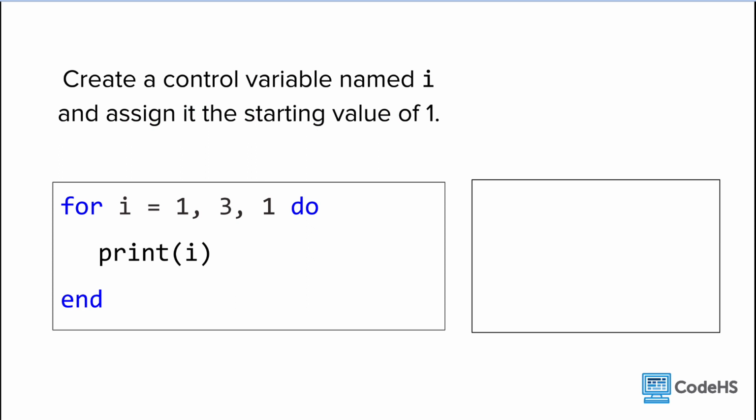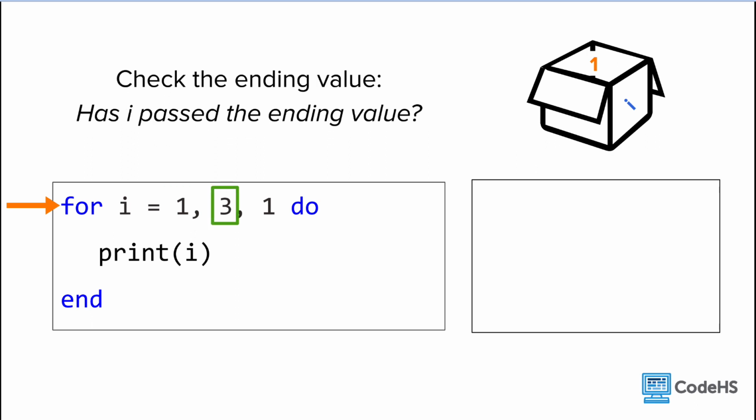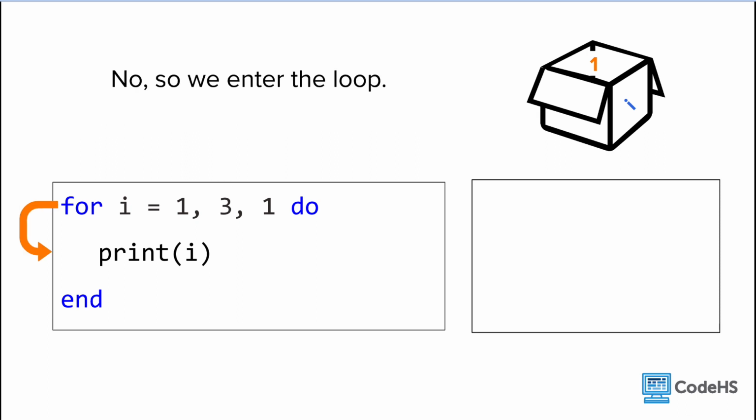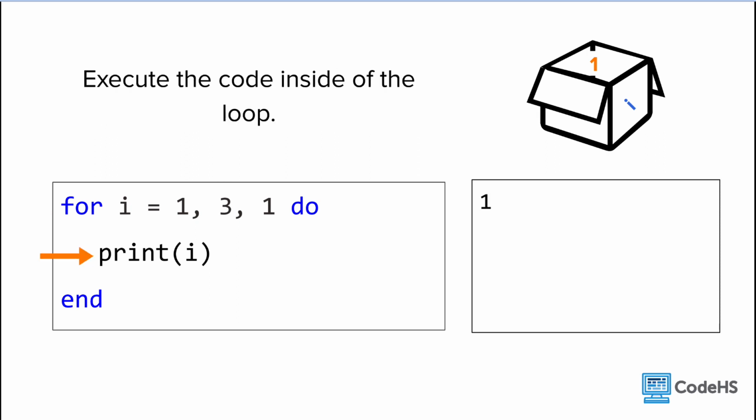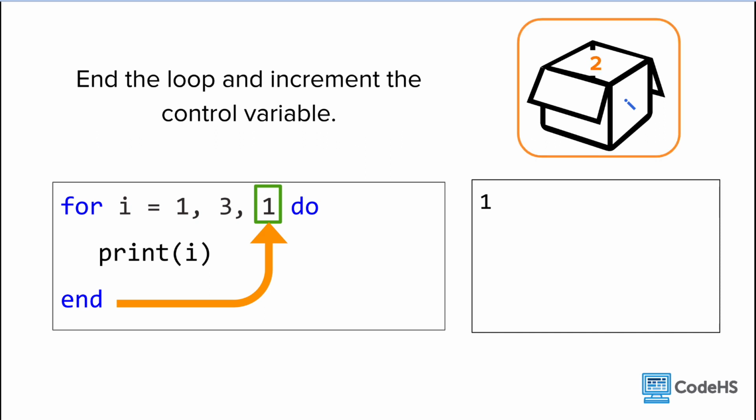All right, let's walk through this for loop line by line. We start by initializing our control variable and setting its value to 1. Then we check the end value and ask, has I passed the ending value? I is 1, so the answer here is no, and we enter the loop. We execute the code inside of the loop and print 1 to the console. Then we end the loop and we increment the control variable.